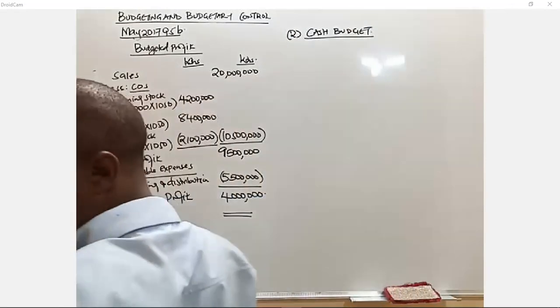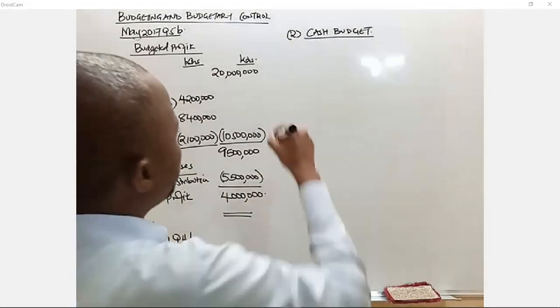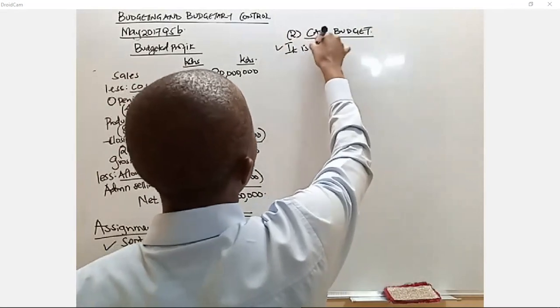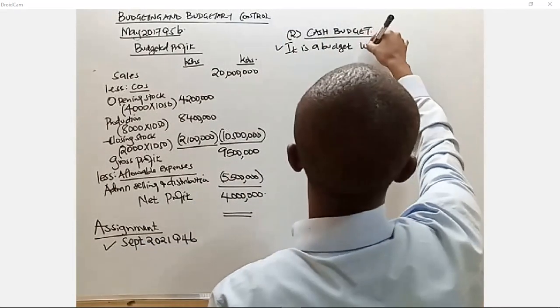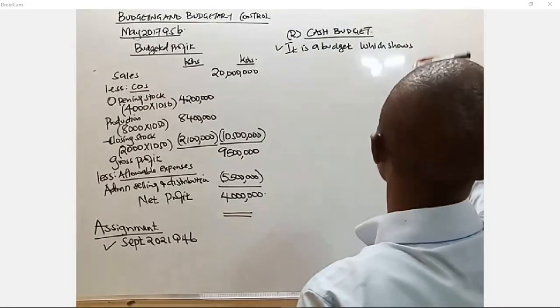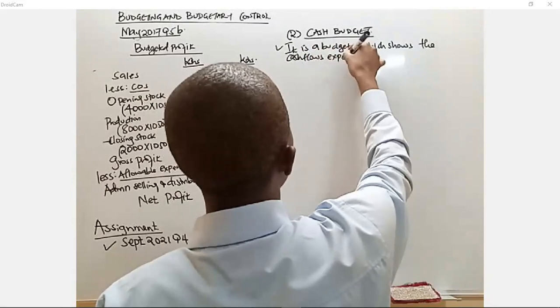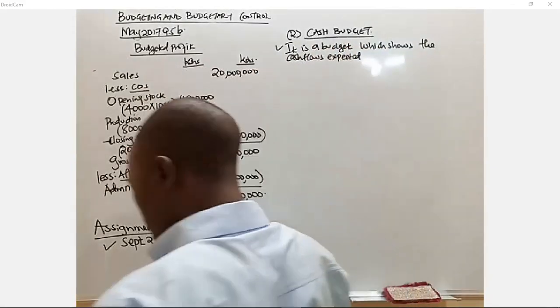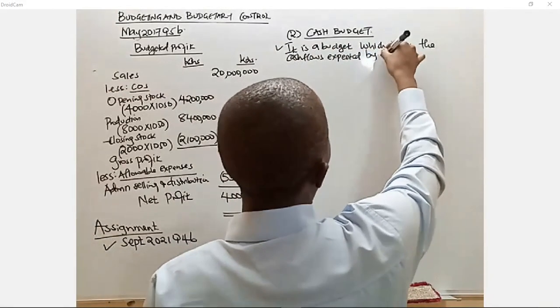Cash budget. Cash budgets. And a cash budget is very simple, right? Because basically it requires you to have some concentration. It is just a type of budget. It is a budget which shows the cash flows expected by an organization.